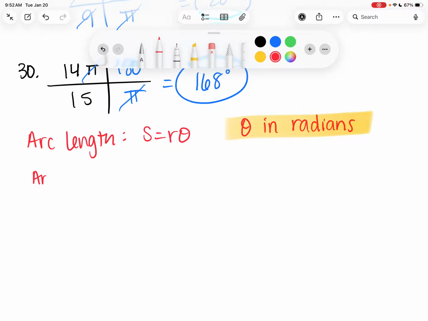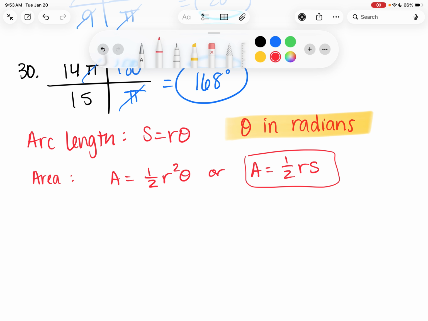Then the area formula is either A equals 1/2 R squared theta or A equals 1/2 R times S. So if you have already found S as your arc length, I would use this formula. Okay, this is the easier formula to use because this is already accounted for the R theta in here. Anyways, up to you, but I will use this one for area probably 95% of the time.